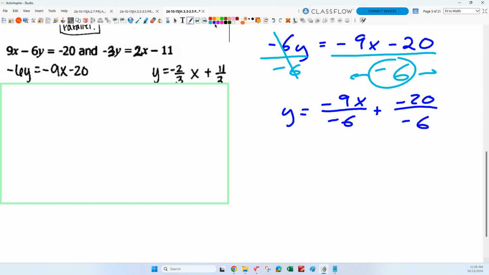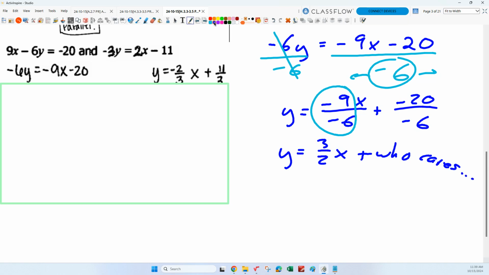Whatever I get that's being multiplied by x, the coefficient of x, is going to be my slope. So what's my slope going to be? Well, that reduces to 3/2. So I get the equation y equals 3/2 x plus, who cares? Because all I care about is the slope, right? I'm just trying to determine if these lines are parallel or perpendicular or neither. So there's my slope. What about the other side?